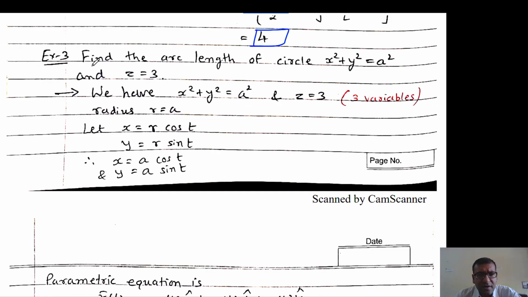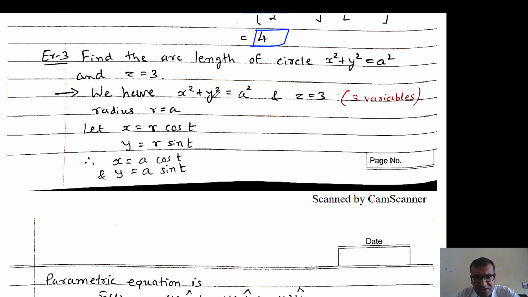Now example number 3. Find the arc length of circle x square plus y square is equal to a square and z is equal to 3. So you can observe one thing here. The position vector r bar of t is not given. The curve is not parameterized. So first we have to parameterize it. Okay, so we do the parameterization of the curve.